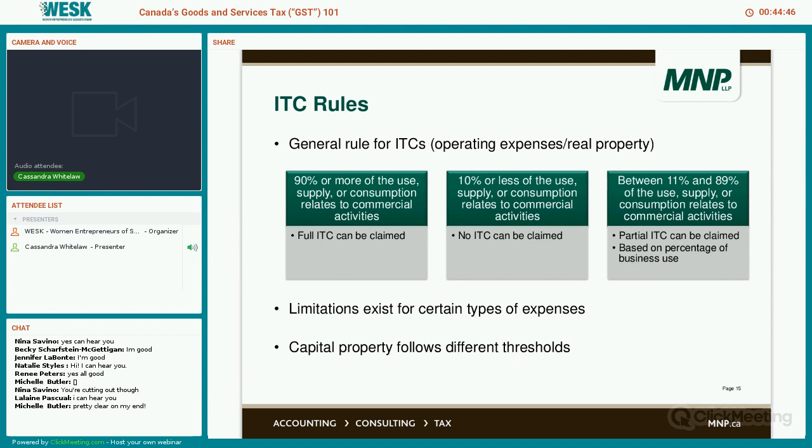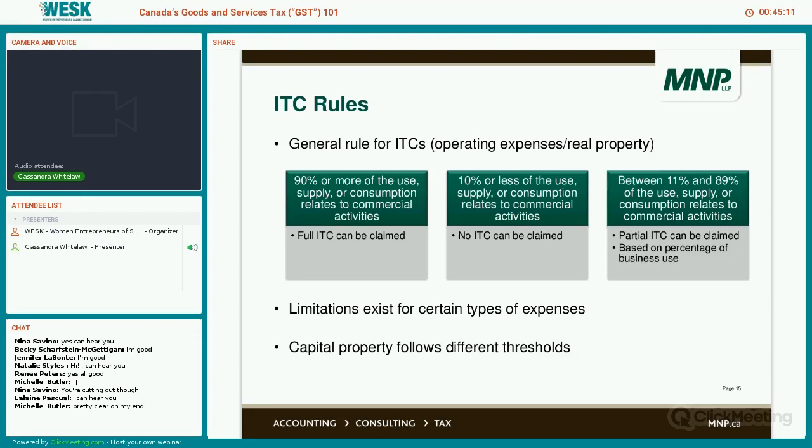Conversely, if you're using the item 10% or less in the use, supply, or consumption relating to your commercial activities, you aren't eligible to claim an ITC, and so the GST will be a cost for you. If the item is being used between 11 and 89% in commercial activities, then you can claim a partial ITC, and basically you can claim the percentage of GST related to the commercial activities.